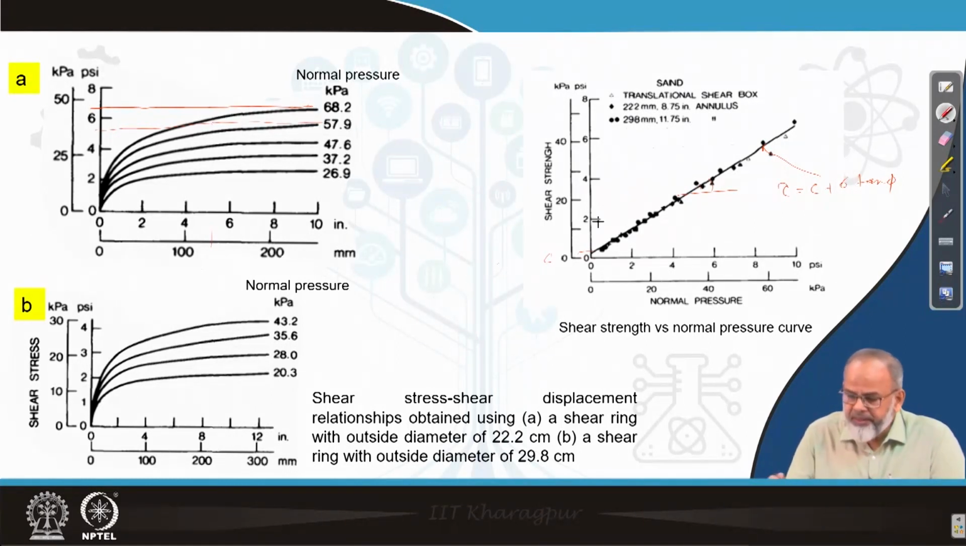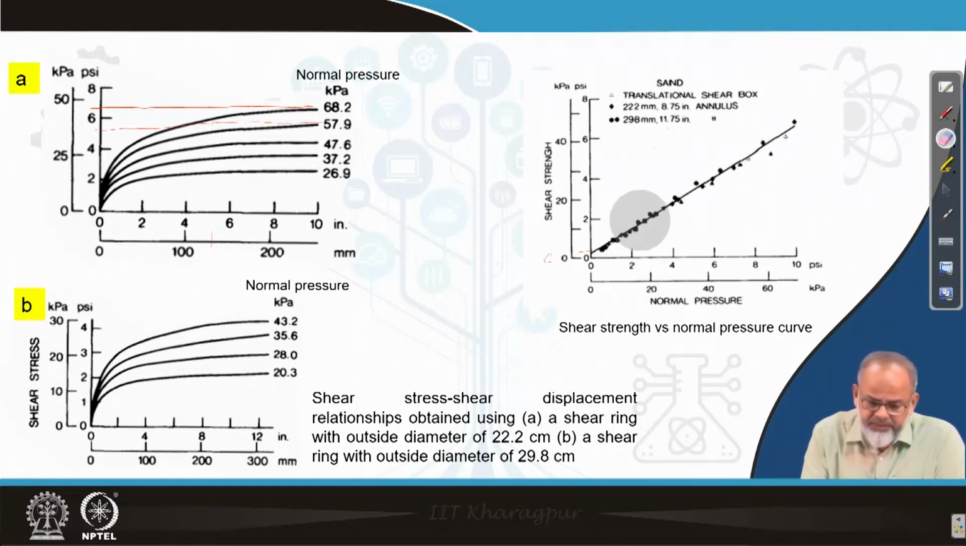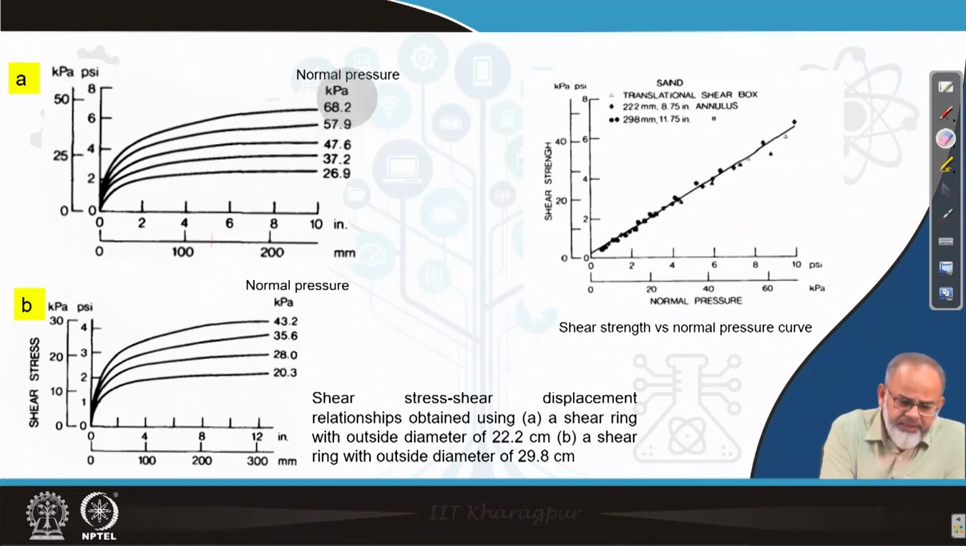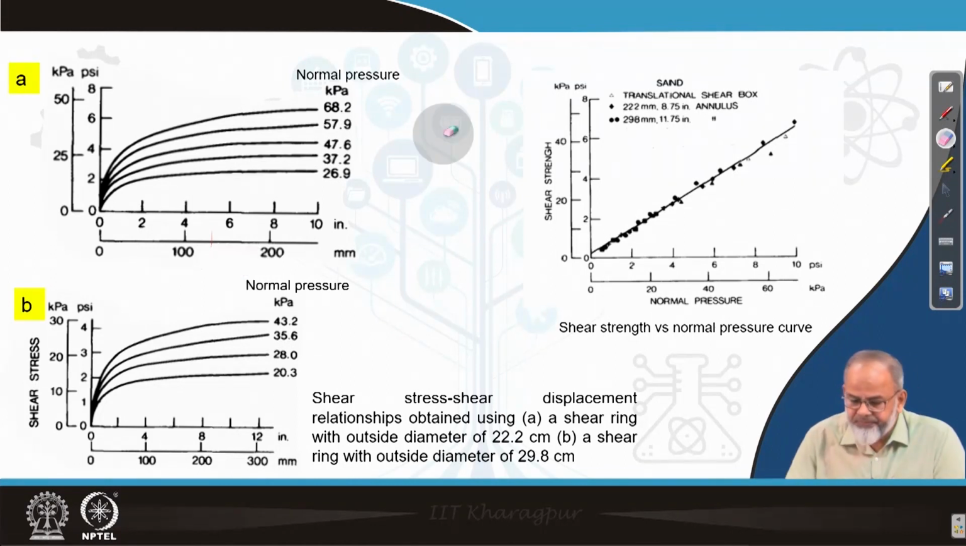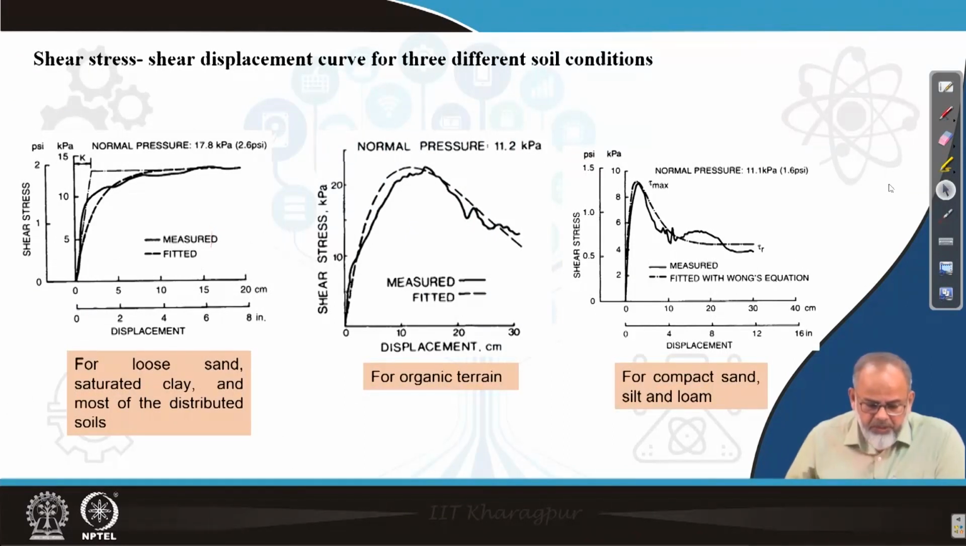Now from the experimental data, what we observed is there are three basic characteristics of shear strength and displacement curves. Three basic curves you can see. One is for loose sand, saturated clay and disturbed soil, one nature we get. Then for organic terrain we get another nature, and for compact sand, silt and loam we get another nature of the curve. This is the variation of shear stress, shear displacement.